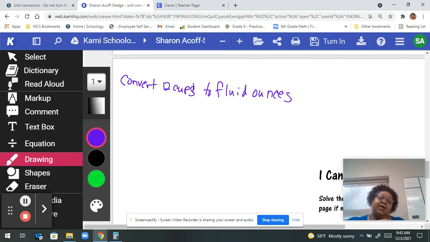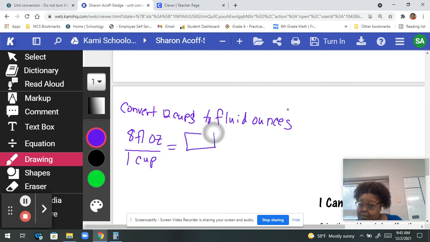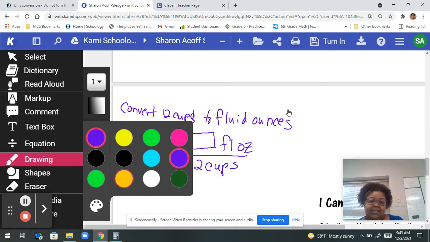So if we go back to our conversion chart, we'll find out that there are 8 fluid ounces in a cup. So 8, and I'm going to use the abbreviations. 8 fluid ounces in 1 cup. And that's equal to, this is what we're looking for, so I'm going to draw a box. How many fluid ounces? OZ is the abbreviation for ounce in 12 cups.